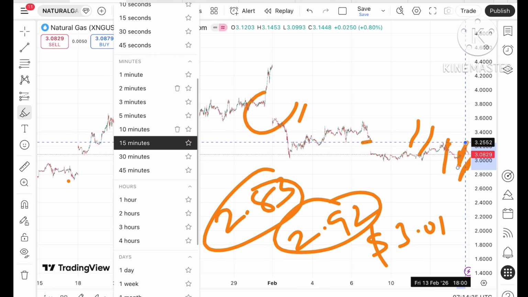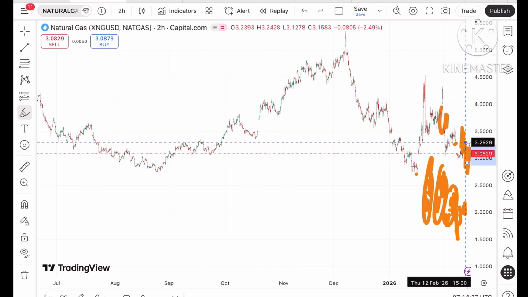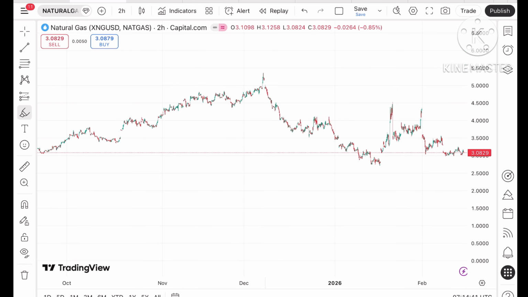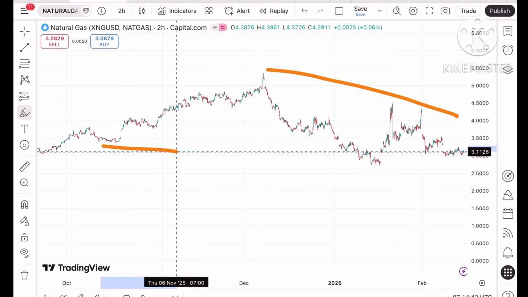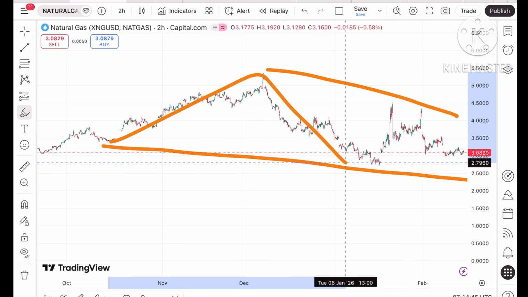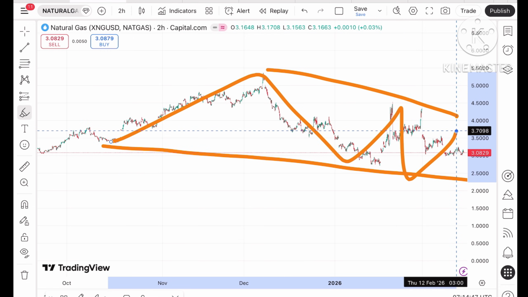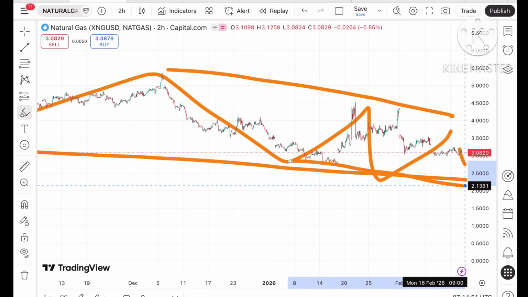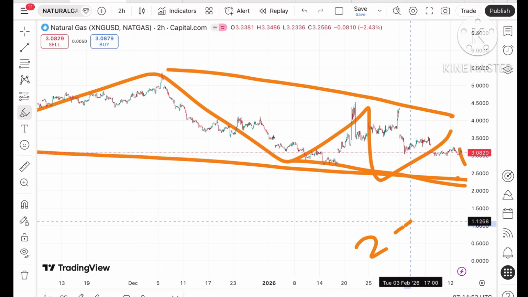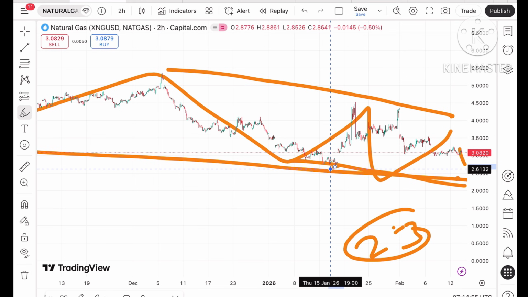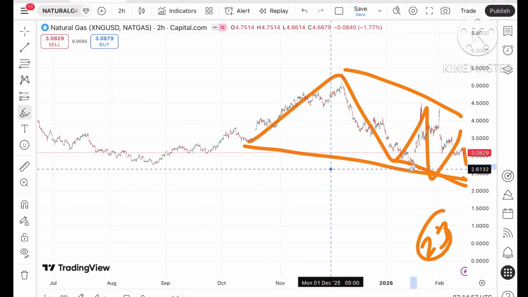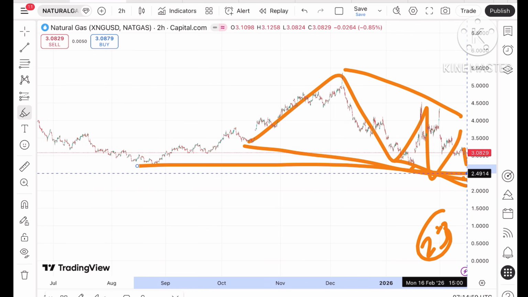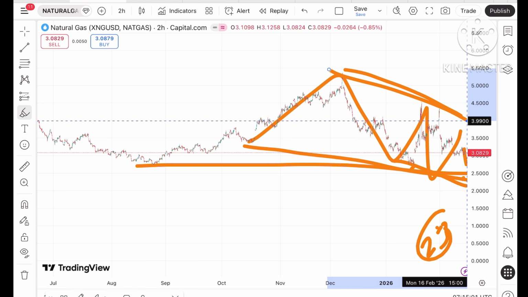But coming back to the 2 hour chart, what you can see is a continuous downfall. If you see this particular pattern, this is the pattern it is forming. So if this pattern follows, we can see the price can move towards $2.3, which is a strong level. So the probability is high that it can touch a level of 2.3 if the pattern follows, if the downtrend follows.